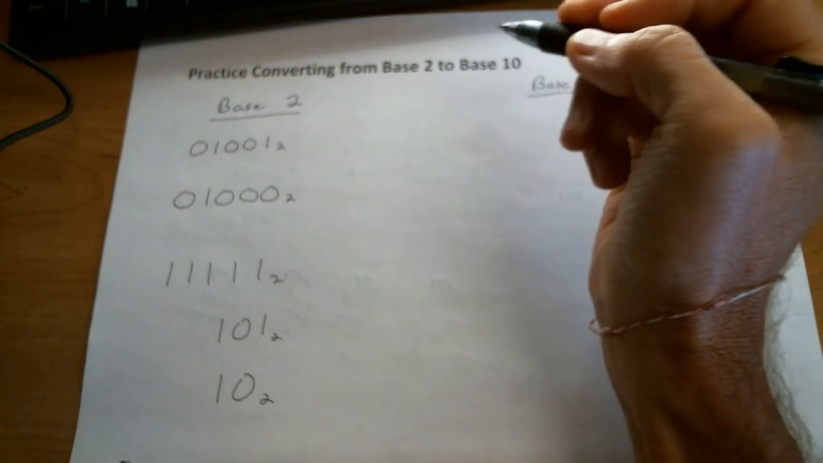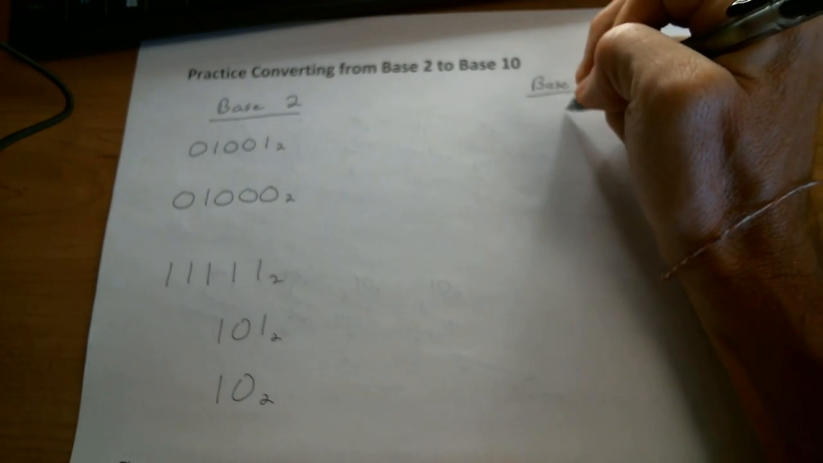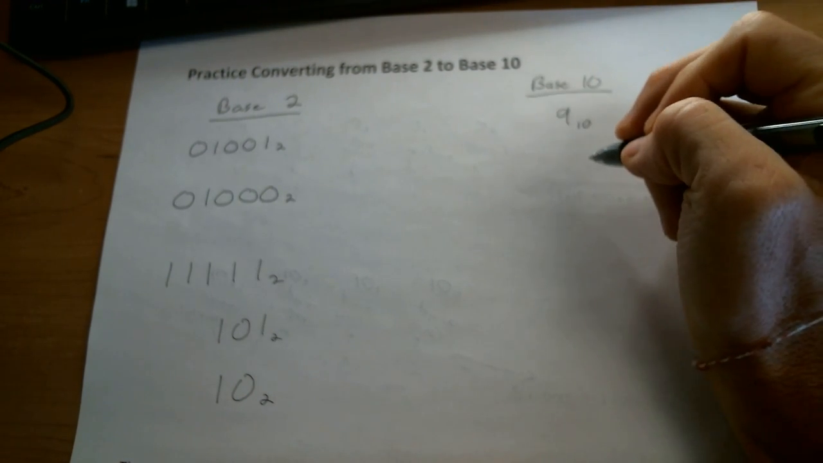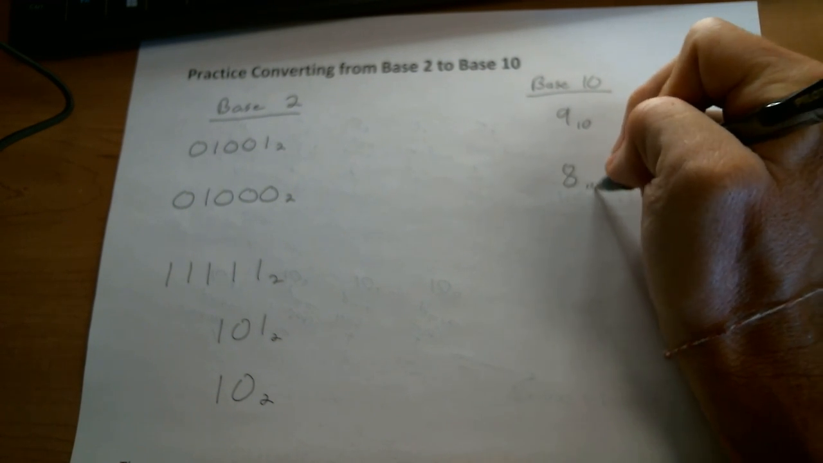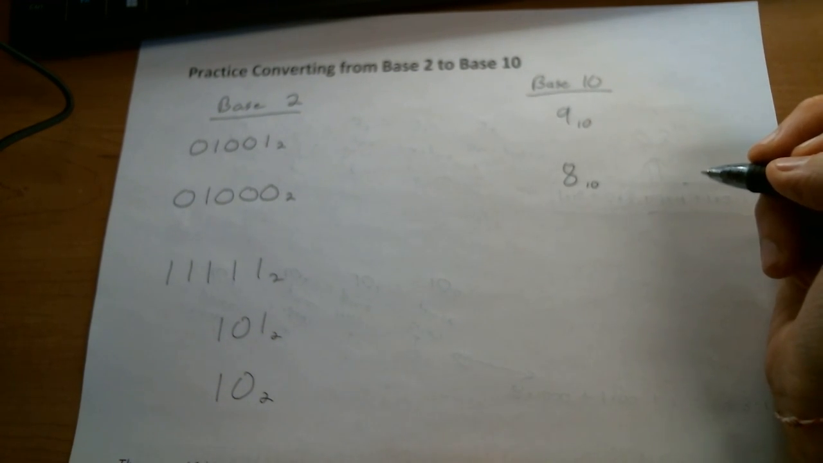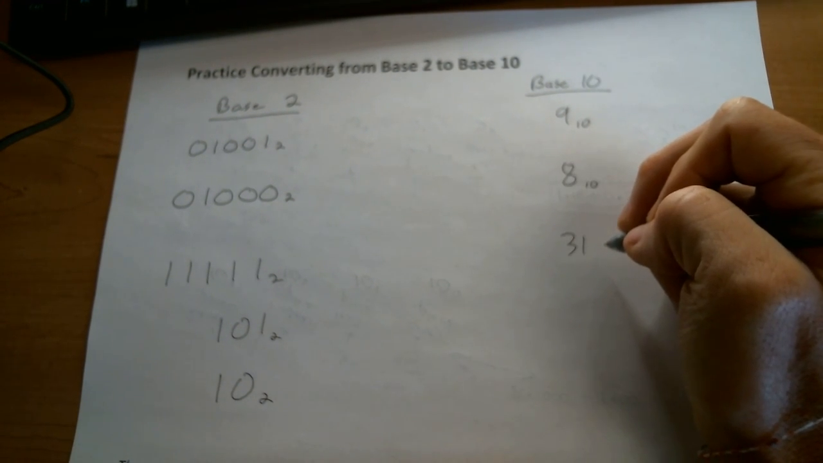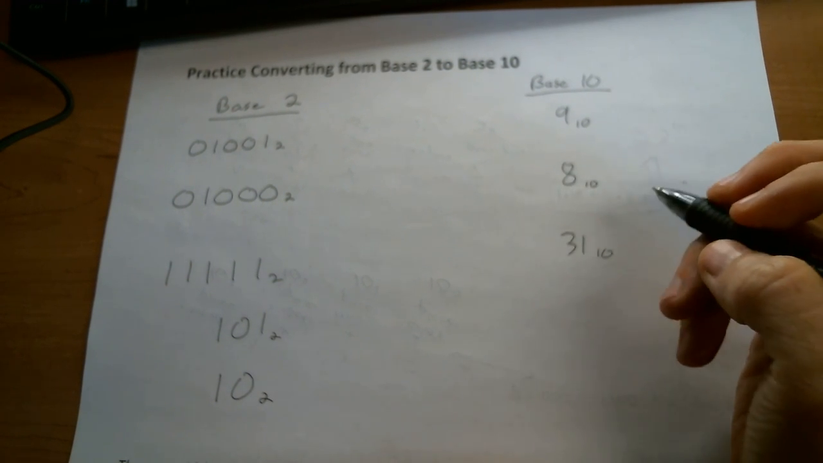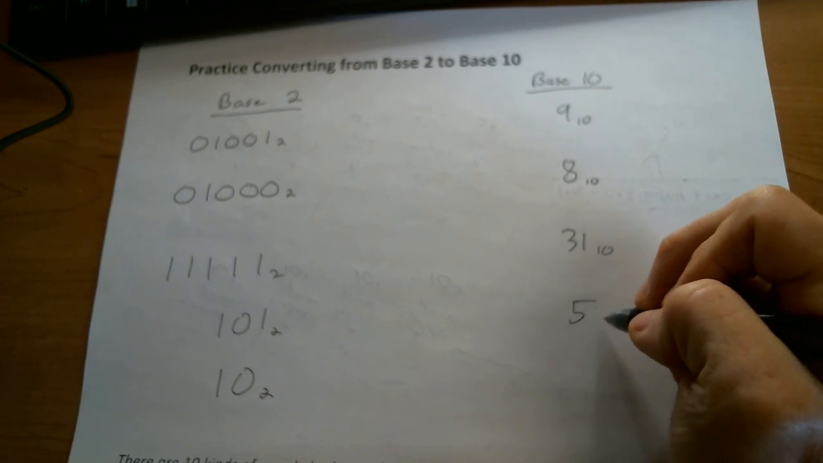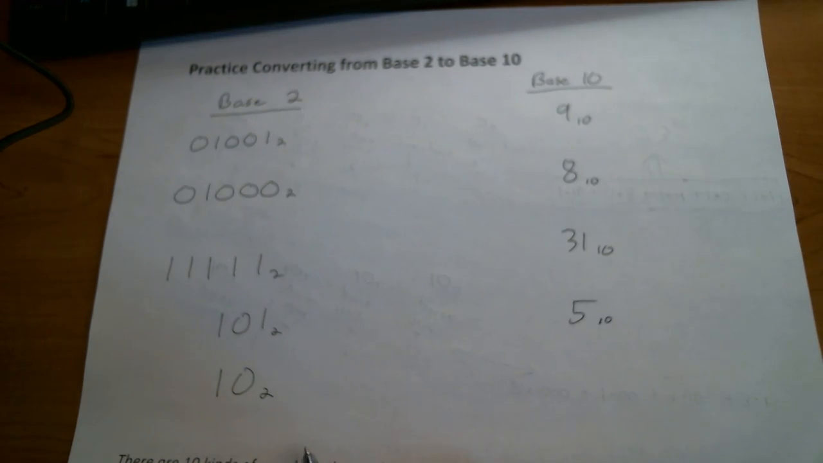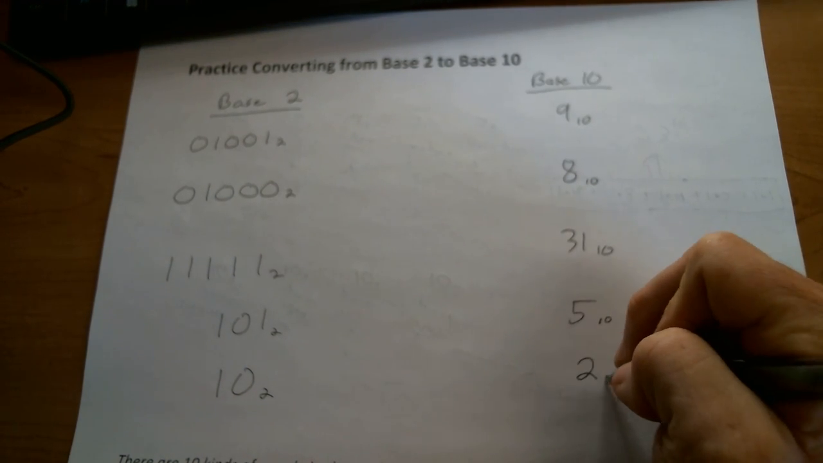So hopefully you paused the video. And if you have, and now you're wondering, did I get these correct? All right. 101001 in base 2 is the same as 9 in base 10. 01000 is the same as 8 in base 10. 11111 is the same as 31 in base 10. 101 in base 2 is the same as 5 in base 10. And 10 in base 2 is the same as 2 in base 10.